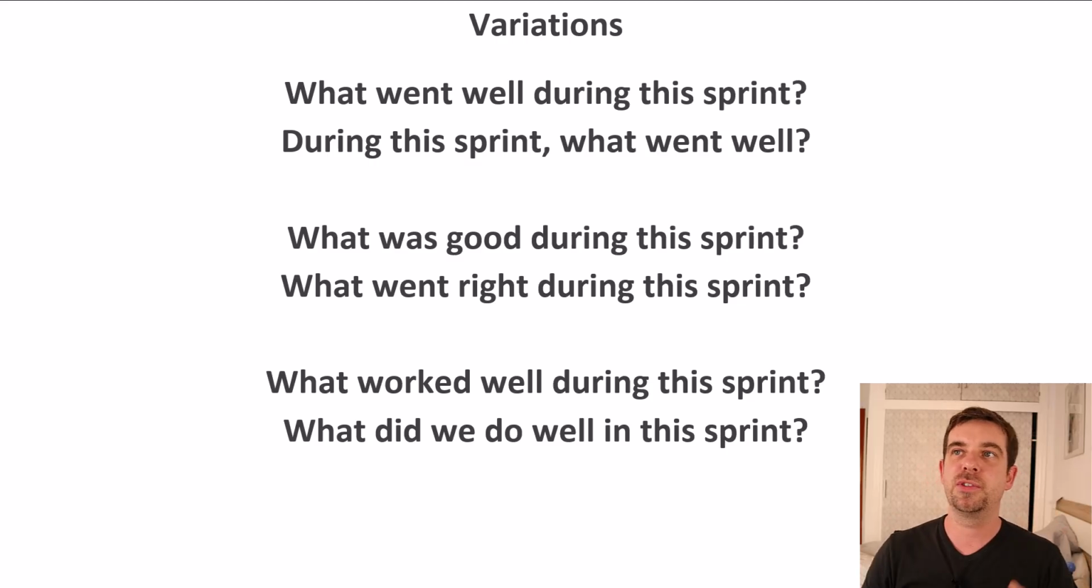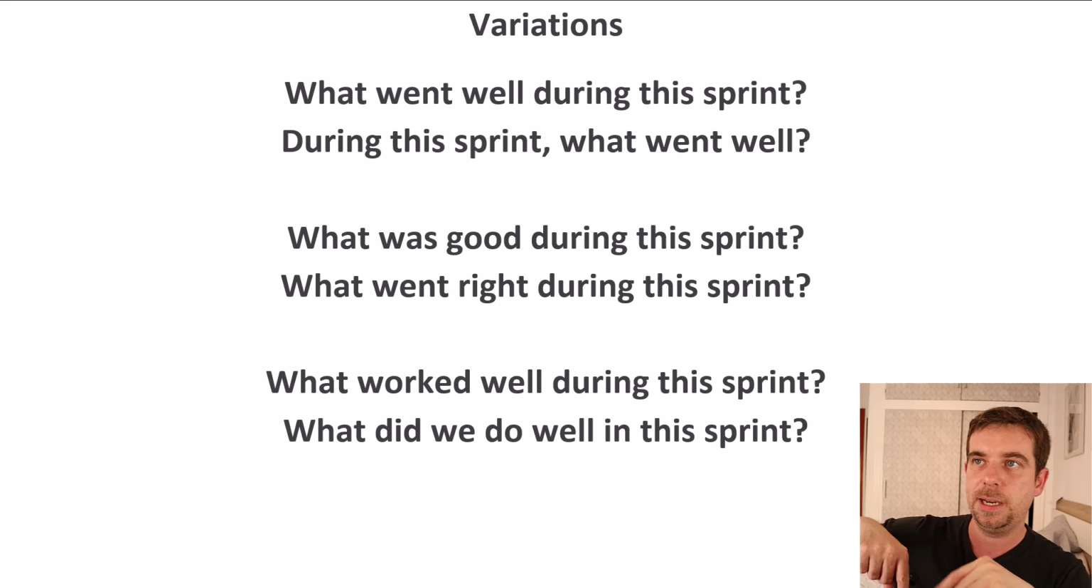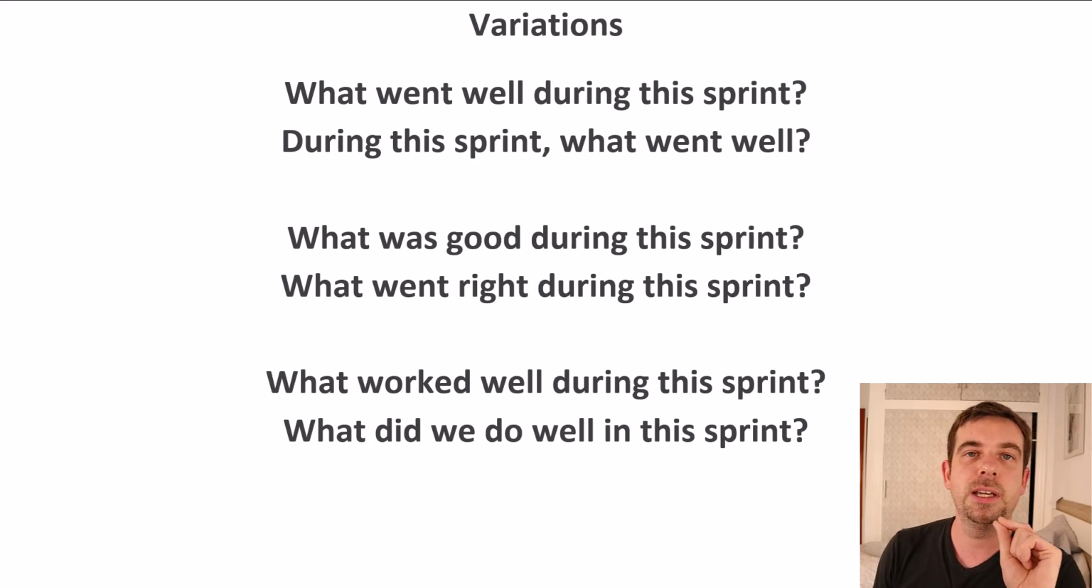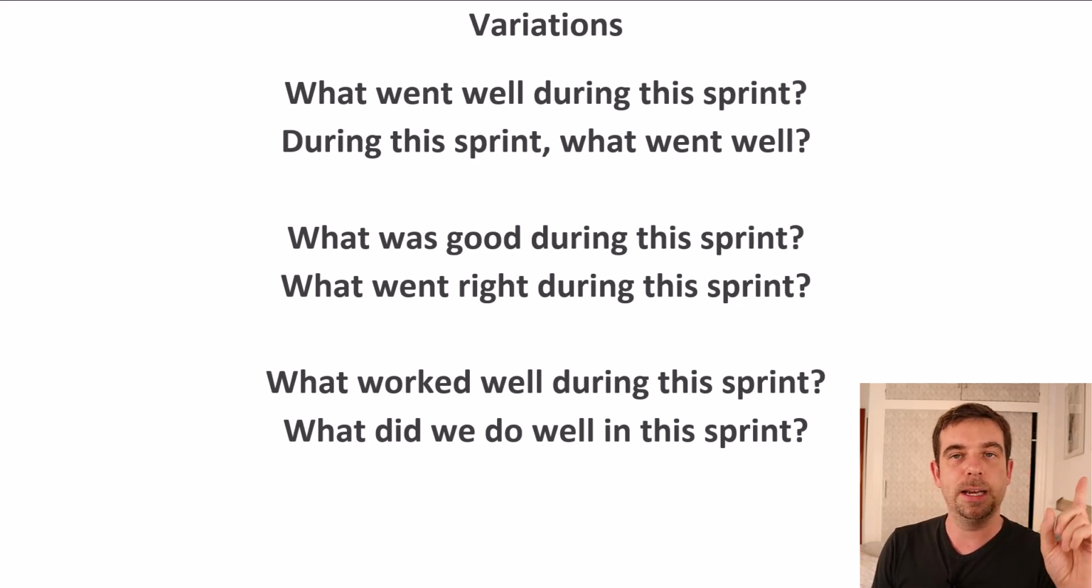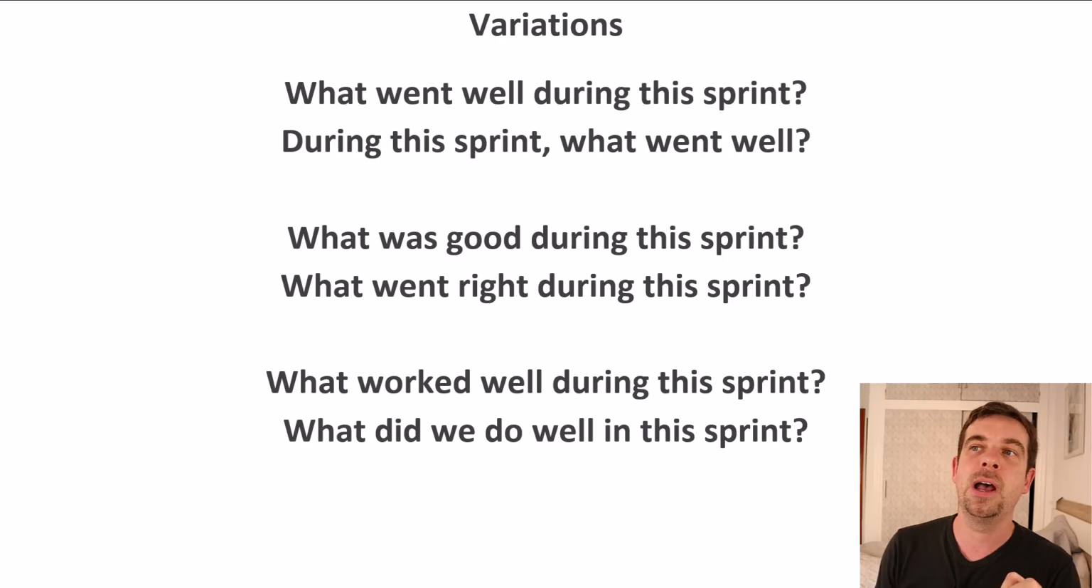Now we have some variations of during the sprint, what went well, it's the same thing. And then we have what was good during this sprint. Now it's interesting that we have well and we have good, and I'm going to explain in more detail. But if you look here, with the verb, and with well and good, it's to go well and it was good. So what was good during the sprint? What went right during the sprint? Or what worked well during the sprint? And finally, what did we do well in the sprint?